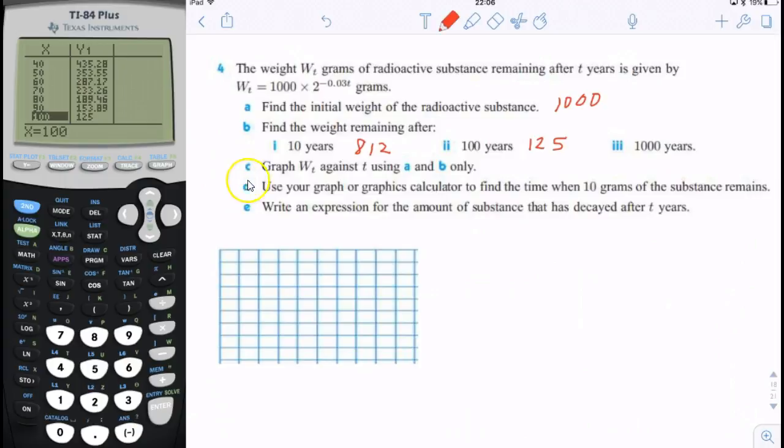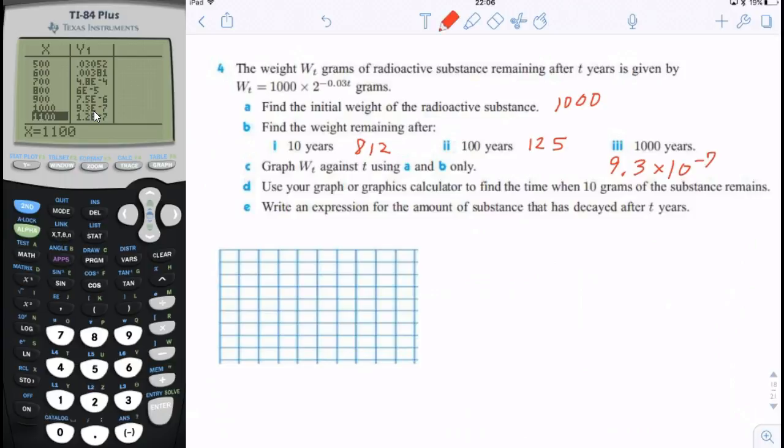So let's go to 1,000 years. Now let's jump by 100. Now we're jumping by 100, and if you look, after 1,000 years, it's quite low. It's 9.3 times 10 to the negative 7th. Remember that this e here just means times 10 to the negative 7th.